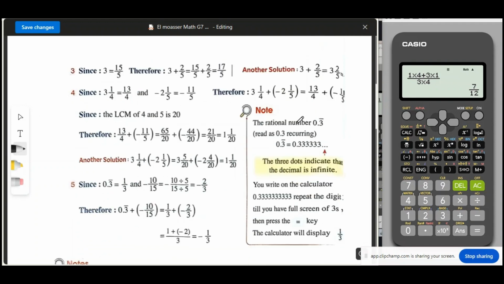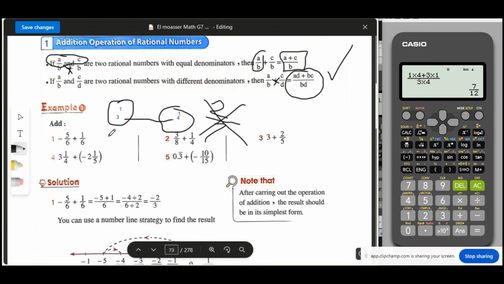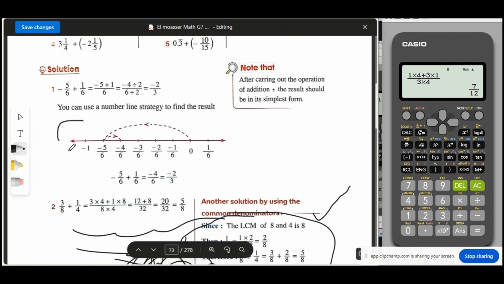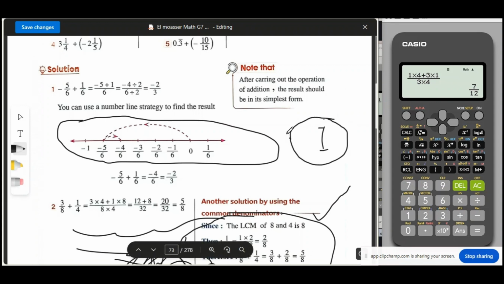Now the thing that we want to talk about is the number line strategy. But let me tell you that in the exam it will only give you one of these questions, not a lot, because this would take me a long time to draw. So this is not very necessary.